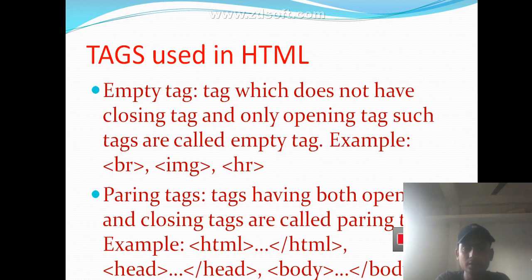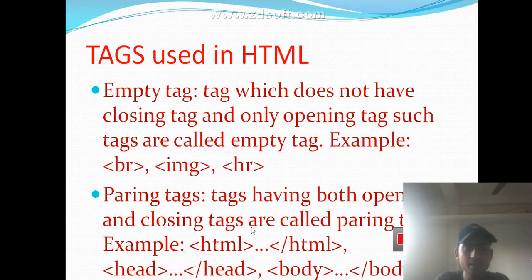Now, tags used in HTML. The types of tags used in HTML are, first of all, the empty tag: a tag which does not have any closing tag and only an opening tag. Such tags are called empty tags. That means having only an opening tag but not a closing tag is an empty tag. For example, br, img, hr. These have only the opening tag, there is no closing tag.